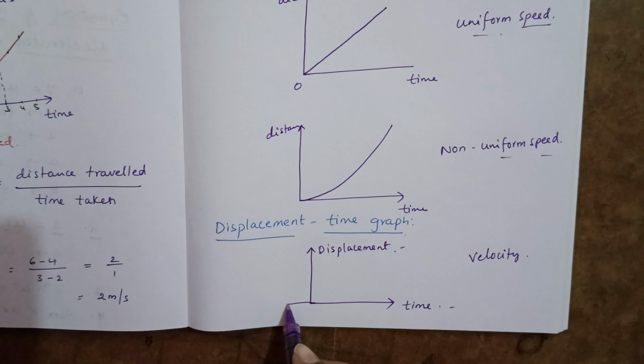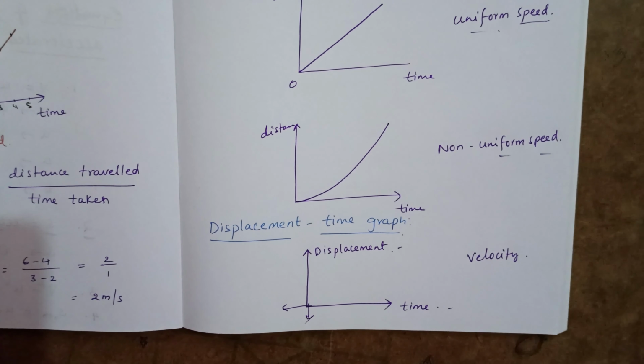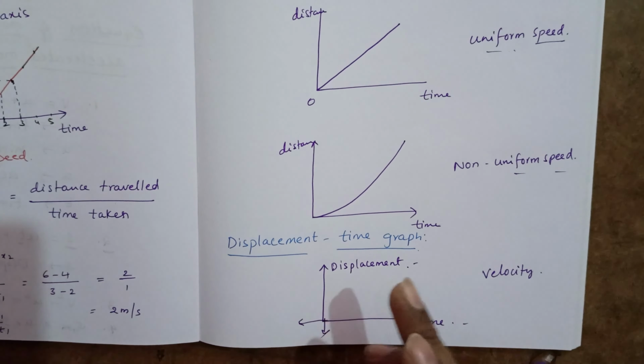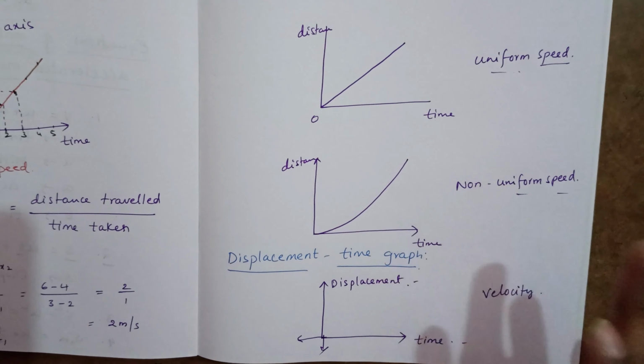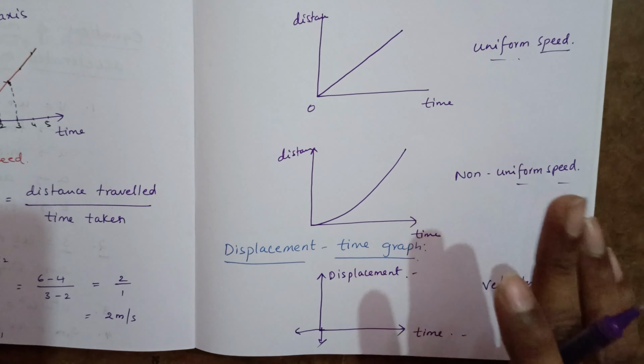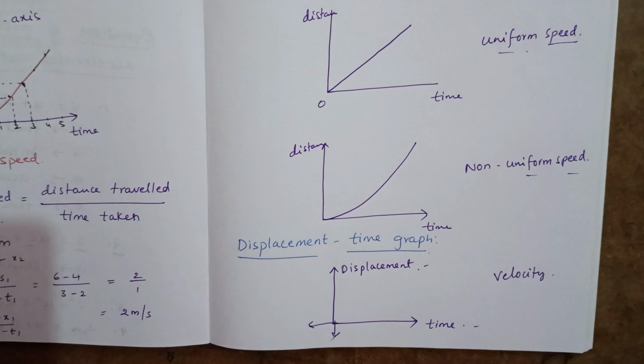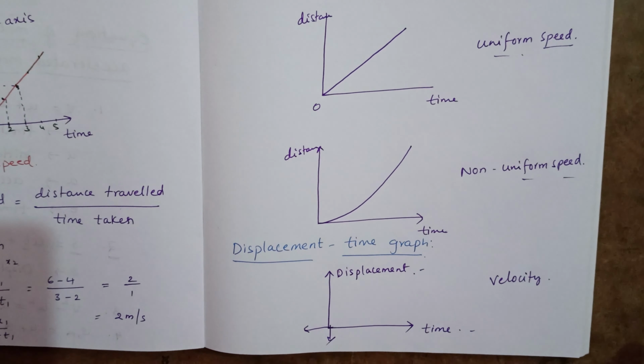As we have a negative x-axis and negative y-axis, that we can also find. But in the distance time graph, we won't find negative values, because distance is either 0 or positive. That is the only difference in the displacement time graph, and the remaining everything is the same.